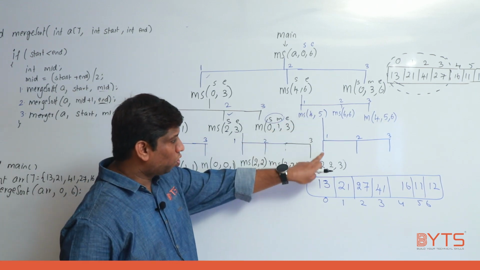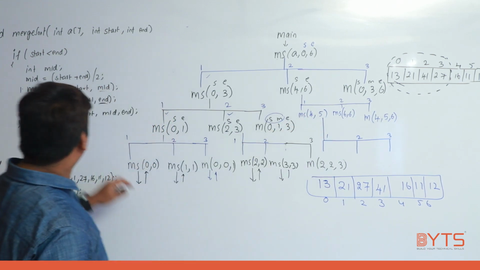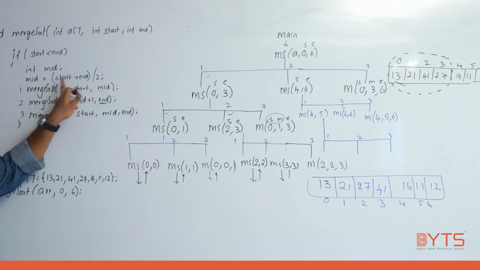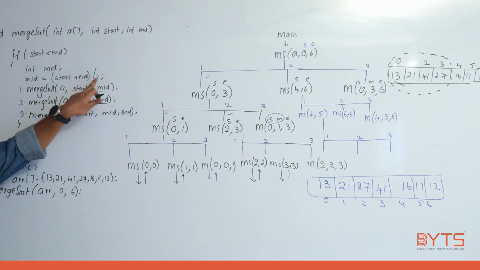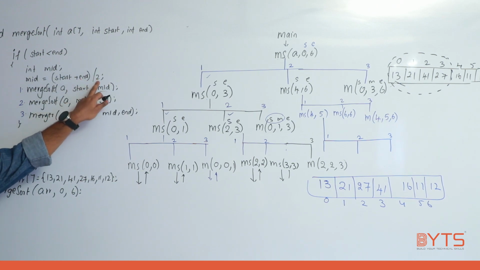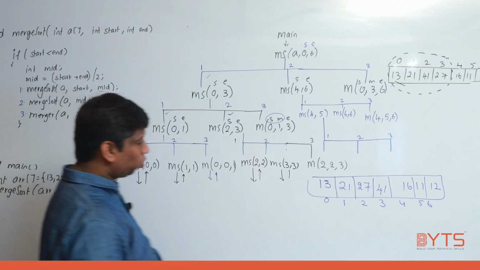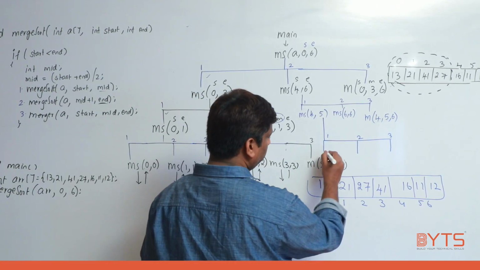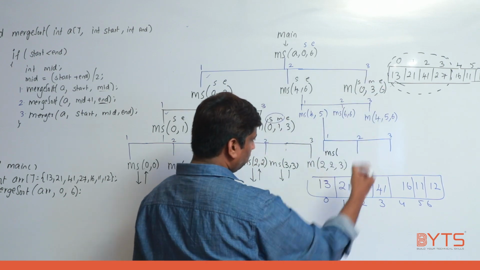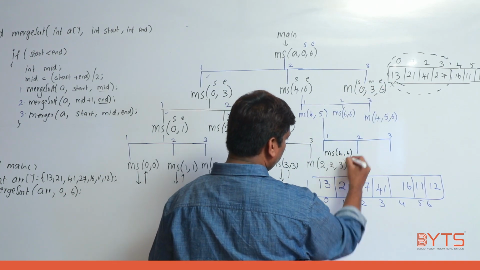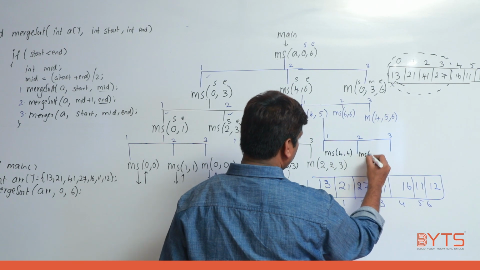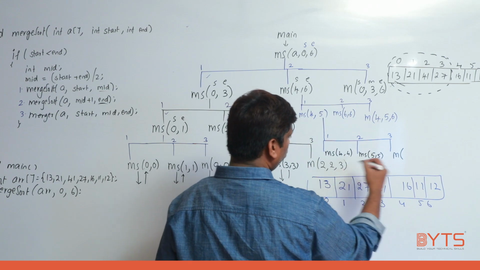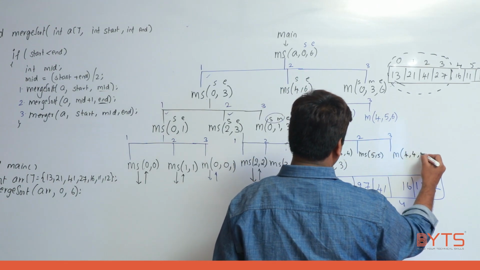Merge sort of 4 comma (4 plus 5) by 2. So the start value is 4, end value is 5. Sorry, 4 plus 5 is 9, 9 by 2 is 4. So what is it trying to tell you? Merge sort of 4 comma 4. What is the next line? Merge sort of 5 comma 5. Next, merge of 4 to 4 comma 5.